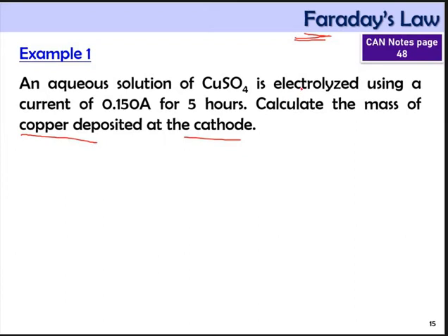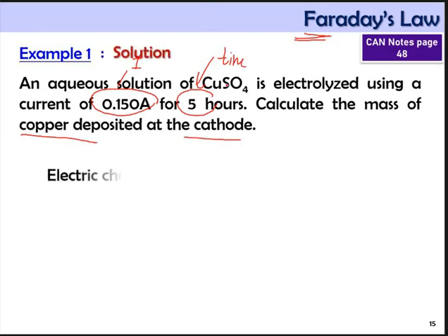So, pada anode, pada cathode. Itu kena mahir. So, di sini dia bagi maklumat ini adalah nilai I, current. Ini adalah nilai time. So, what is the solution?